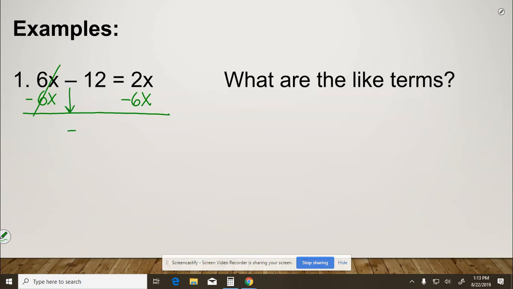Now it acts as a negative, so we get negative 12 equals 2 minus 6, which is negative 4x. Then we divide by the coefficient, which is the negative 4. Don't lose your negative sign. And x equals a negative divided by a negative, so it's positive 3. Done. All right, so not too different, but still requires a little extra thought.